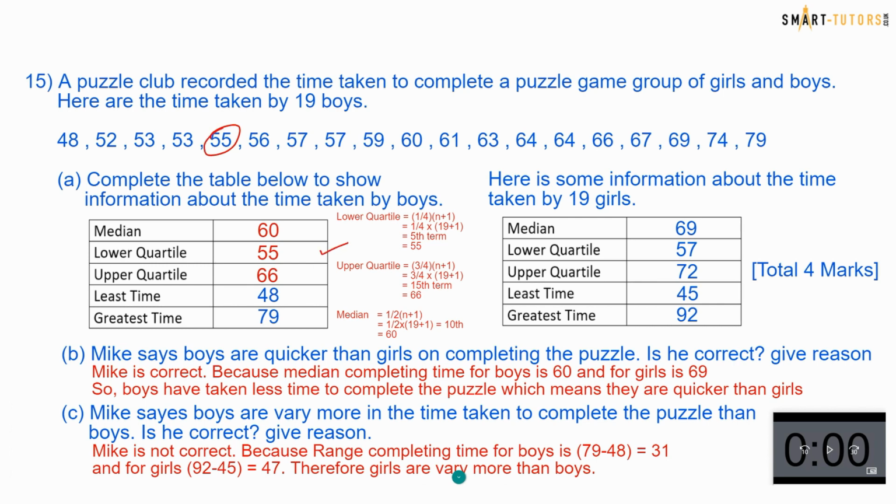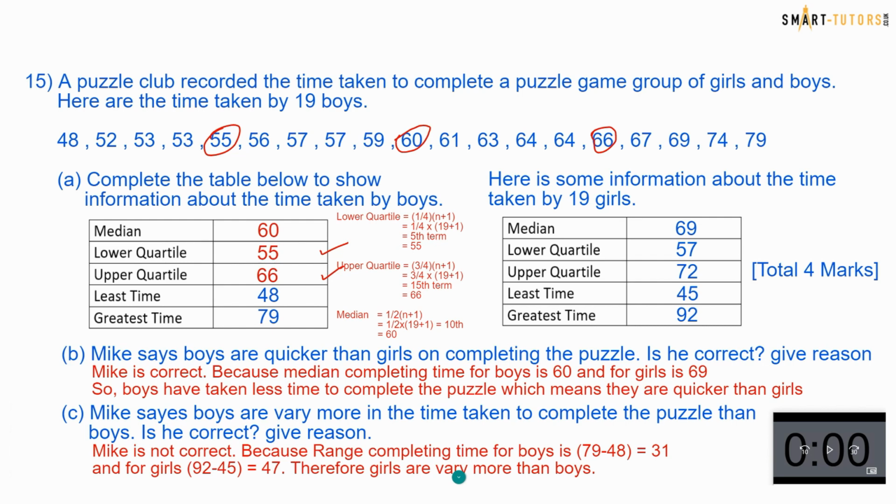And the upper quartile is 3/4 of n plus 1. So 3/4 of 19 plus 1, which is 20. So 20 divided by 4 is 5, and 5 times 3 is the 15th term. So 5, 6, 7, 8, 9, 10, 11, 12, 13, 14, 15. So this is the answer for the upper quartile. And the median is half of n plus 1. So half times 19 plus 1, which is 20. 20 divided by 2 is the 10th term. So the 10th term, this is 5, 6, 7, 8, 9, 10th term is 60. So that is the answer for the first part.